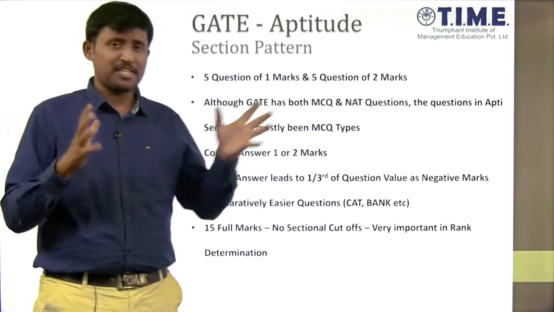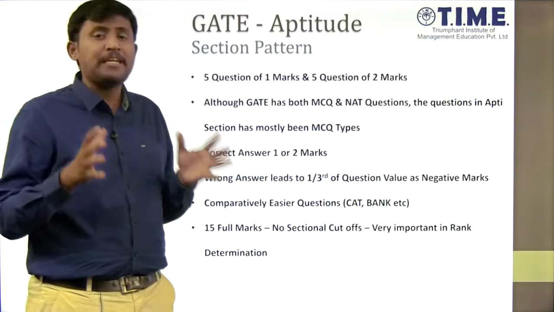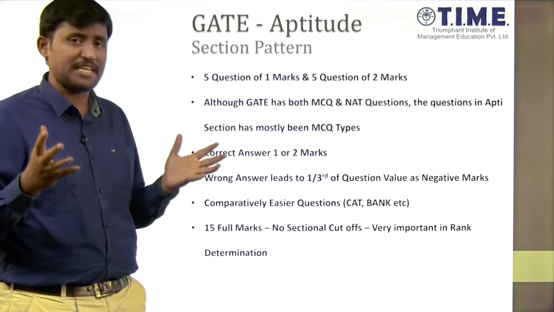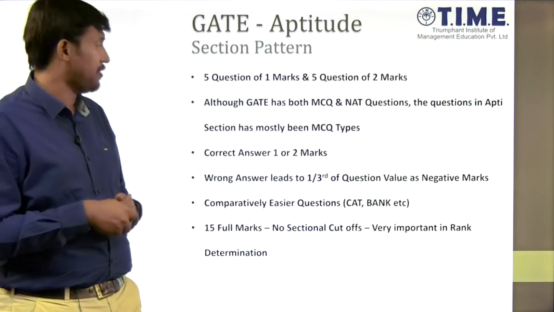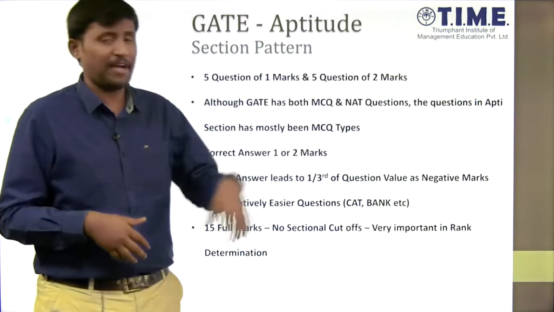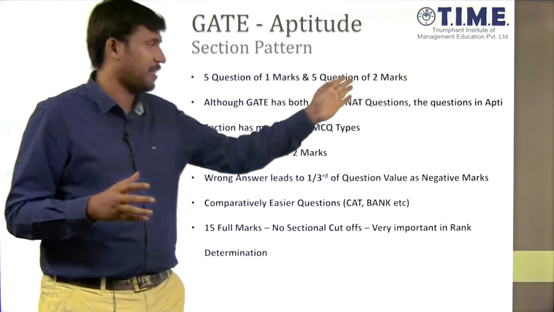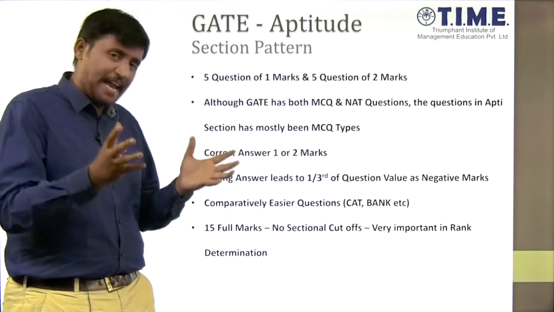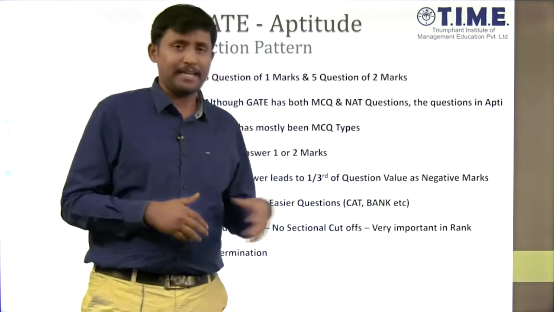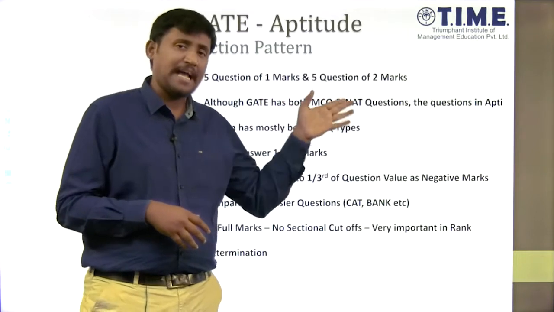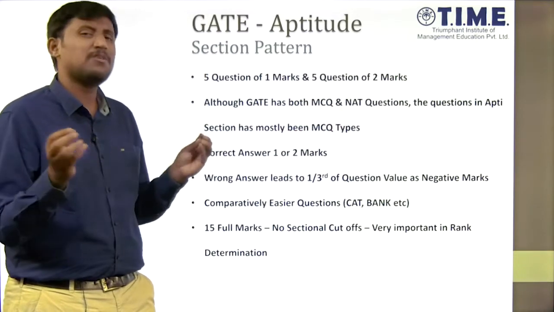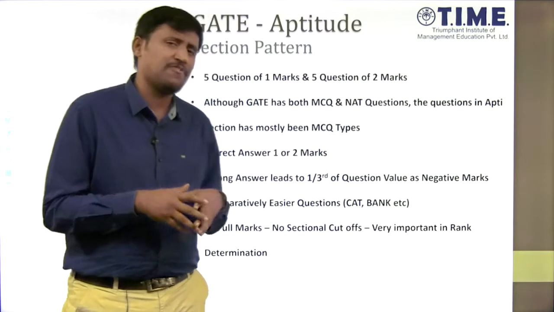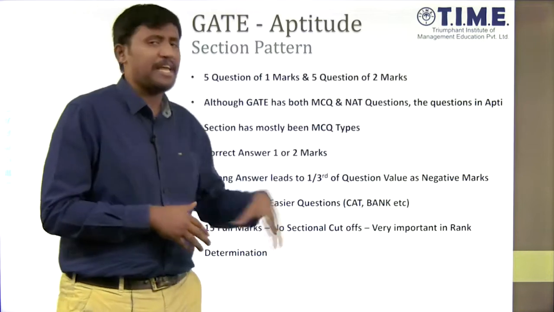So the GATE aptitude section carries a solid 15 marks, irrespective of the main paper that you take, whether it's ECE or EEE or civil or CS or mechanical, whatever department you're from. It has 5 1-mark questions and 5 2-mark questions, like 5 plus 10, a total of 15 marks. Although the entire GATE paper has both MCQ and NAT questions, that is, multiple choice questions and numerical answer type questions, or to put it in simpler terms, choose the best answer and fill in the blank types of questions, the aptitude questions for the past few years have mostly been the MCQ types.